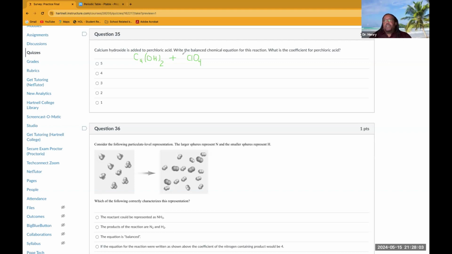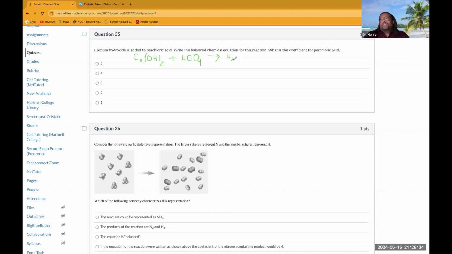What is going to be the charge on the perchlorate ion? I need just 1 H. That's right, because H plus will balance it out. Okay, and then that's going to yield, since it's an acid and a base, a salt and water. So we're going to get salt and water.